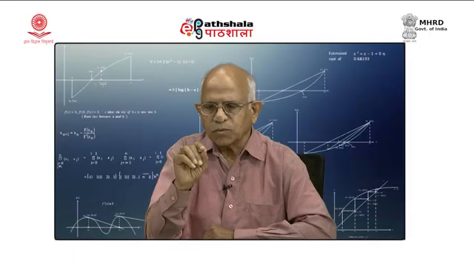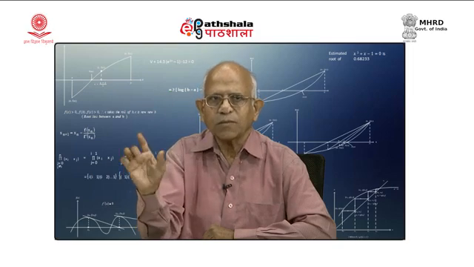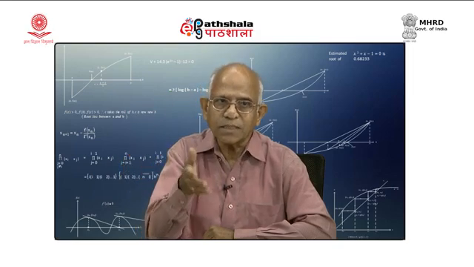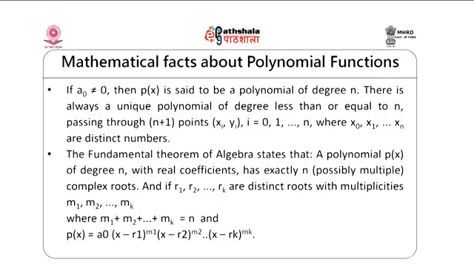So, given data points are n plus 1 data points. Through n plus 1 data points, there will be a unique polynomial of degree less than or equal to n passing through them. This is what we are claiming. That is the first property of the polynomials that we are considering.